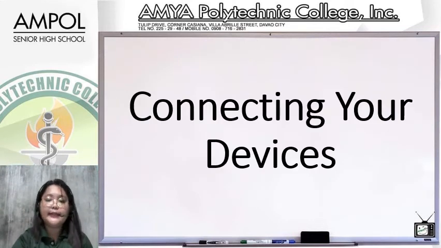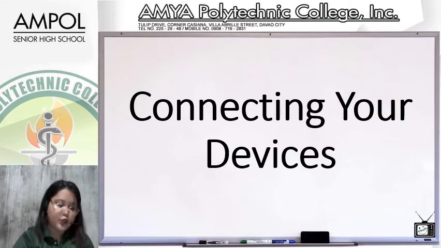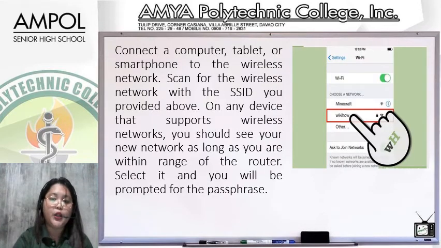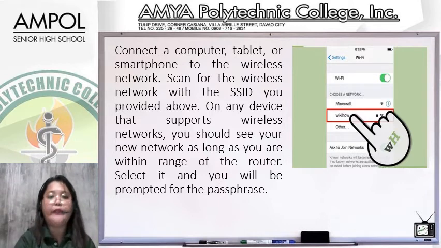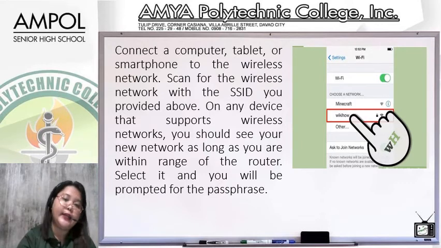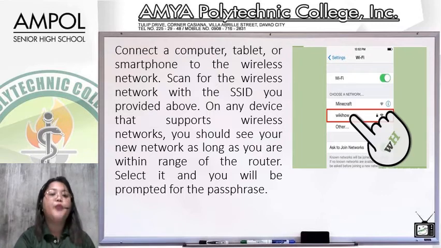Next, connecting your devices. You have to connect a computer or a tablet or a smartphone to the wireless network. You have to scan for the wireless network with the SSID you provided above. On any device that supports wireless networks, you should see your new network as long as you are within range of the router. You have to select it and you will be prompted for the passphrase.